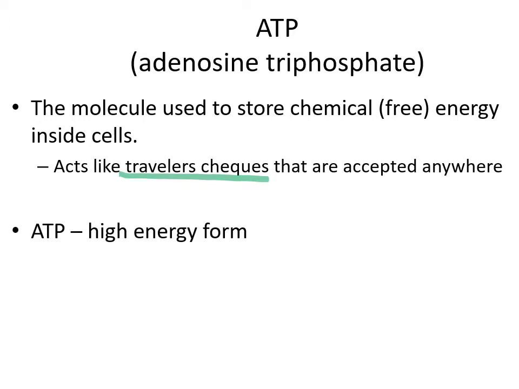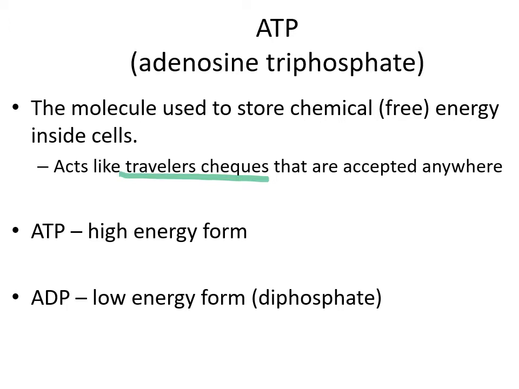ATP is the high form. When you have a high energy form of it, you have all three phosphates on there and it has the ability to do work. And then ADP, you've gone from triphosphate down to diphosphate. This has broken off one of the phosphate groups, and that's the uncharged version of it. It has to be regenerated into ATP for it to do work. When it does that work, it loses that phosphate and it becomes ADP, and then it needs to be regenerated.